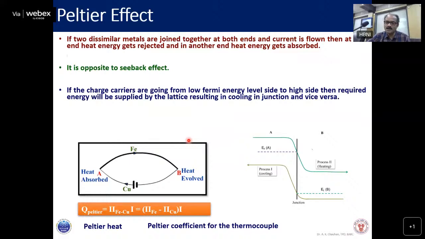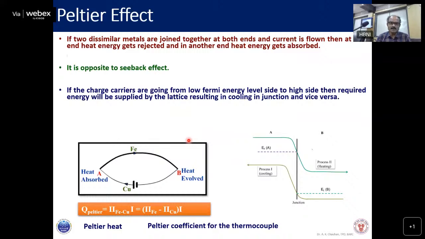So if there is no temperature difference, but I try to pass a current through it, or I put those two junctions at different potentials, the current will flow. Because the current flows, heat will be transported from one junction to the other. So we can say that at one junction heat will be evolved, and at another junction heat will be absorbed. This is the Peltier effect, and it is just opposite to the Seebeck effect.